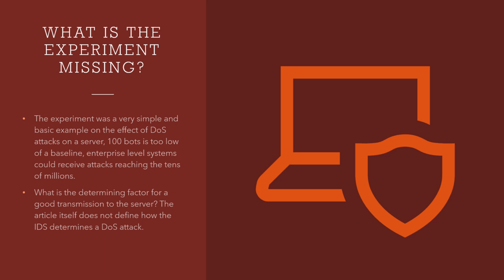And also, what the article doesn't really talk about is what's the determining factor for a good transmission to the server? How does the IDS know what is a good request and what is a bad request? Are they using specific firewall rules? Are they using specific external IPs? Are they using different ports that they're looking for? The article really does not expound upon how the IDS determines an attack from a good request. Also, it really doesn't define how it determines a DOS attack.